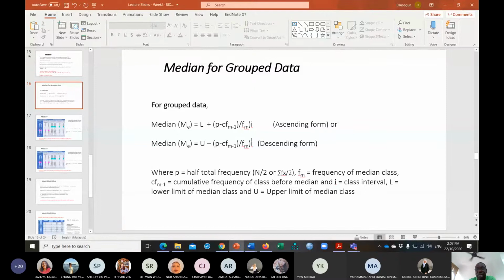So then if you are looking at it from the descending form, that means instead of starting from the smallest, you are starting from the biggest. Then this formula will equally work. So P now is half of the frequency as stated, which can be n over 2 or summation fx over 2. And Fm is the frequency of median class. So let's quickly apply it to our calculation from last time.